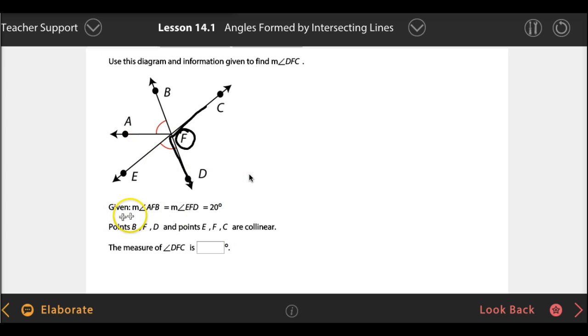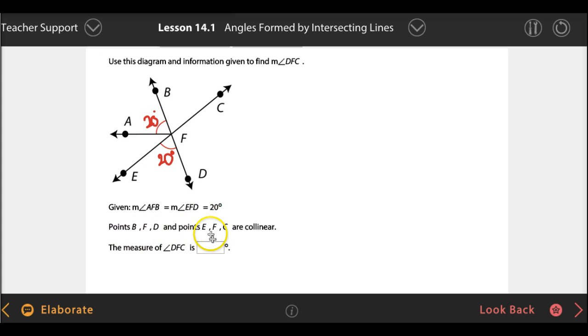But as we can see, what's given to us? Measure of angle AFB, this red angle over here, and measure of EFD, this other red angle over here, they are what? 20 degrees. Okay, so I'm just going to write that down because it helps me out when I can see it. So this is 20 degrees and this is 20 degrees over here.